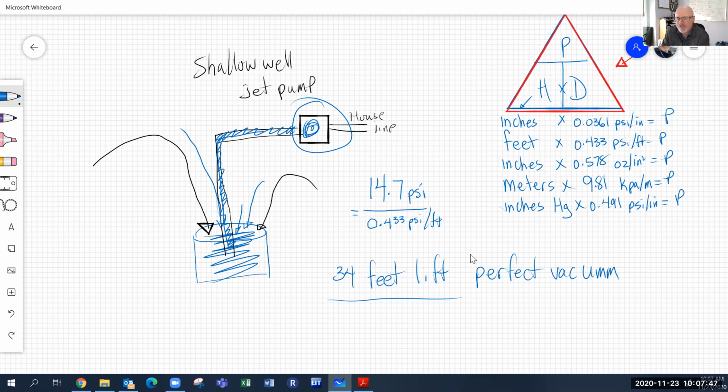So that would be perfect lift. Now I could do it metrically, where I could take 101 kPa atmospheric pressure divided by 9.81. That comes out to about 10.4 meters of lift I can get from any kind of suction.